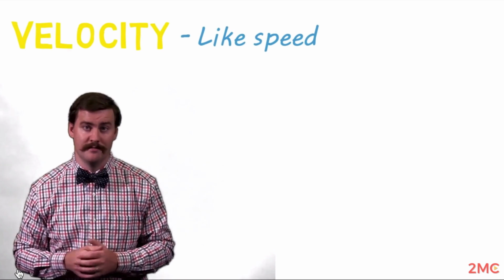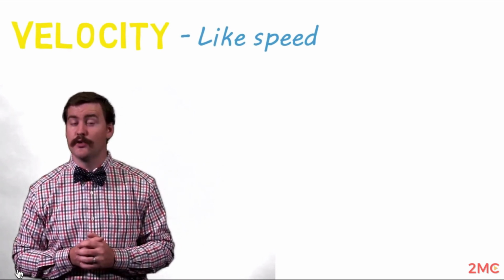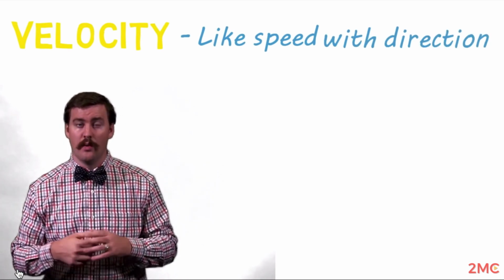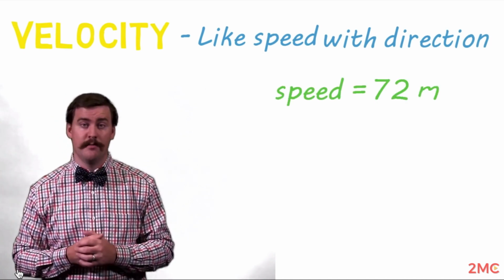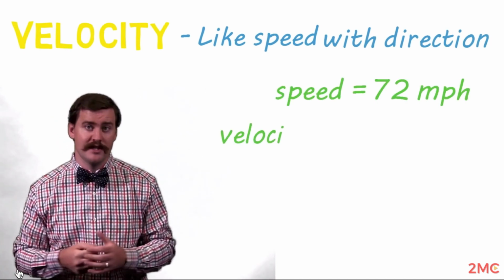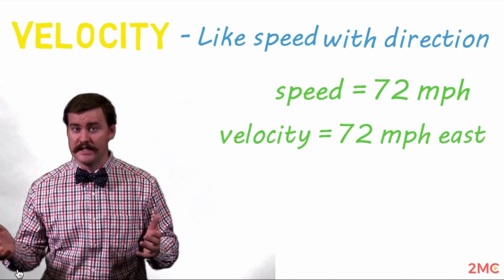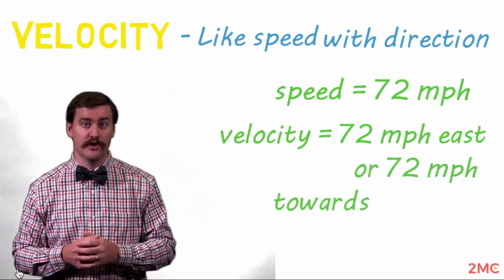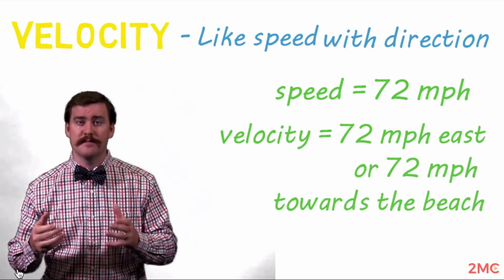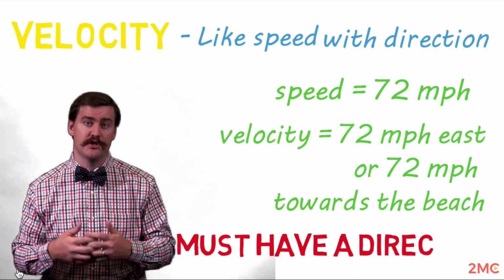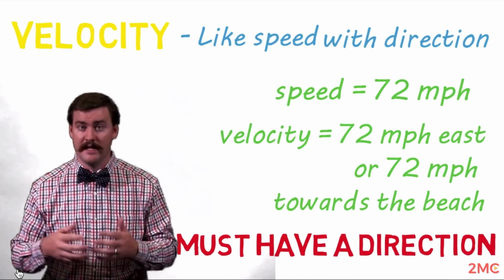Velocity is a lot like speed, except for one important difference. It's a vector, which means it has a direction attached to it. So while your speed may have been 72 miles per hour, your velocity was 72 miles per hour east, or 72 miles per hour towards the beach. There just has to be some direction attached to the speed to make it a velocity.